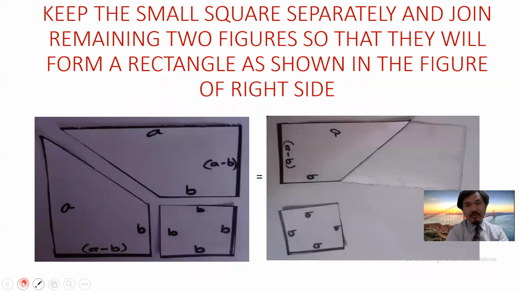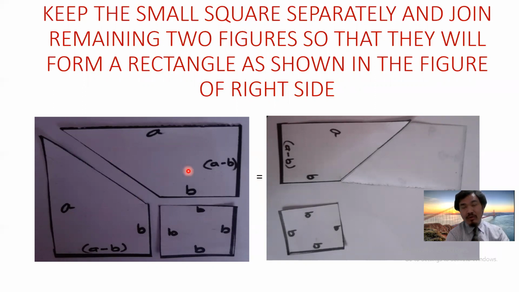Look here. After cutting, we will get the two figures, this and this. The square we have already separated. And when we attach this figure and this figure like this, look, I have shown it here.